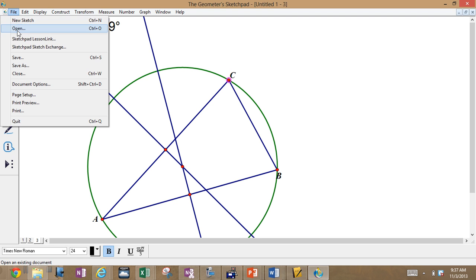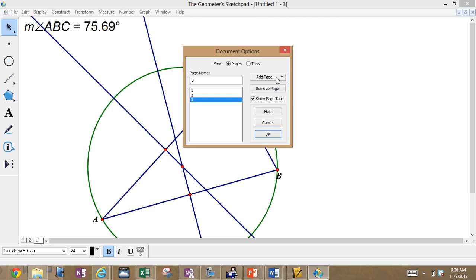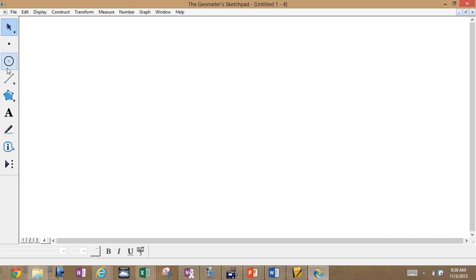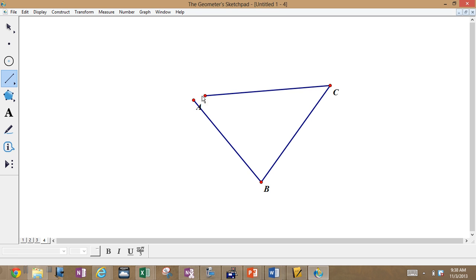So here we go. I'm going to start with a new sketch. Okay, a new page, if you will. Okay, and I'm going to start by building a triangle. And by definition, a triangle is 3 points and the 3 segments connecting them. Okay, so we're going to just construct our 3 points. We'll label them A, B, C. And we will now connect the points with segments. Segment AB, segment BC, and segment AC.